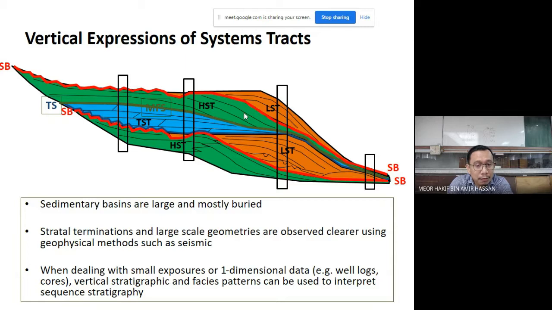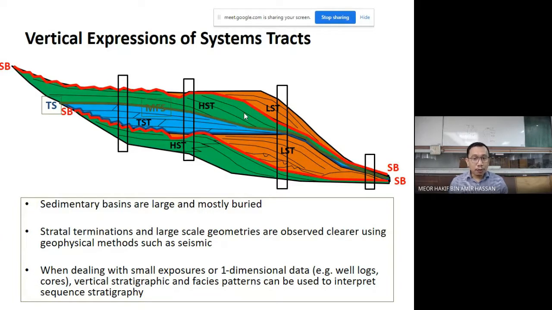Maybe you are just working on an outcrop. Like you've worked with outcrop before, kan? Maybe in Perlis ke semua tu. You've gone to the field and the outcrop in Malaysia, it's not going to be very big. 100 meters wide and 50 meters thick. Right. Now, in that very small exposure, how do you identify patterns in the stratigraphy and interpret them in terms of relative sea level change, right? If you cannot see the whole picture?